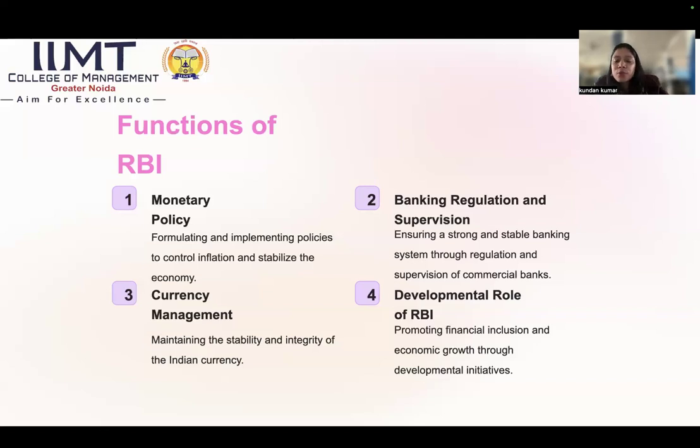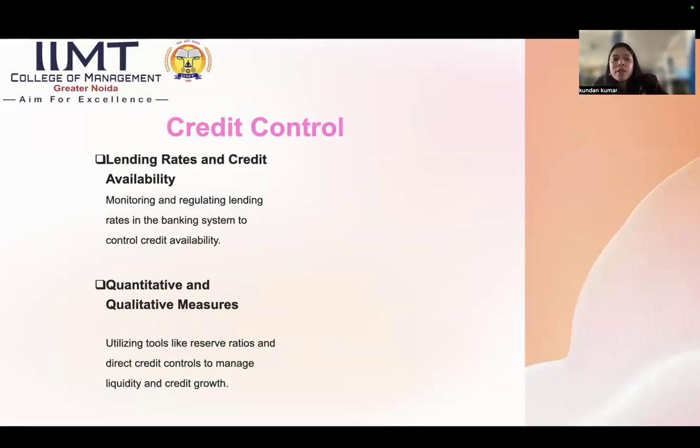Okay, next move to the next head, that is credit control. RBI regulates the lending rates and credit availability. It monitors and regulates lending rates in the banking system to control credit availability. It performs the function of quantitative and qualitative measures. It utilizes tools like reserve ratios and direct credit controls to manage liquidity and credit growth.